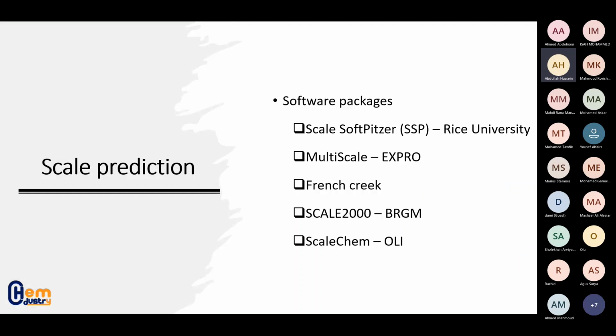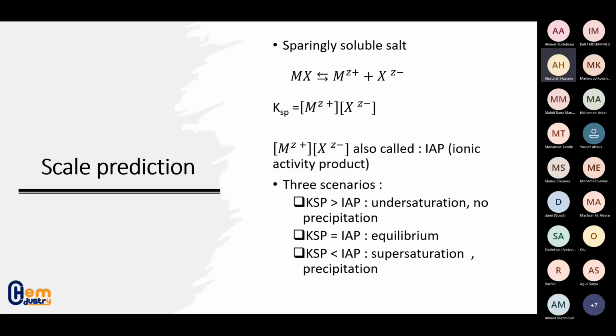So speaking of scale prediction using the commercial packages, we have some examples such as ScaleSoft Pitzer, we have Multiscale, French Creek, Scale 2000, and of course ScaleChem. These softwares will look like a black box to most of us, but actually the background behind them is very simple, basic chemistry class.